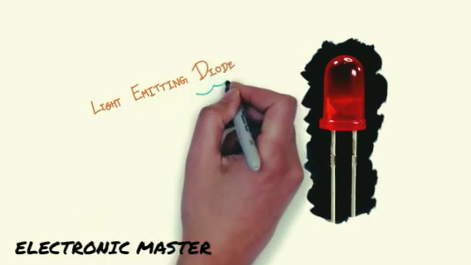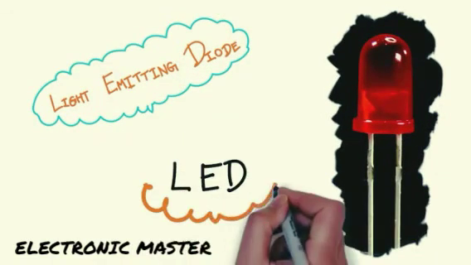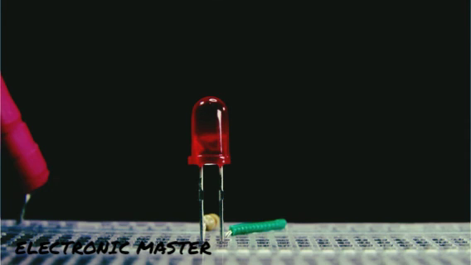A light-emitting diode, or LED, is a special type of diode that emits visible light when current passes through it. LEDs come in a variety of colors.